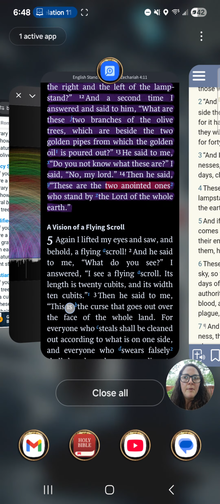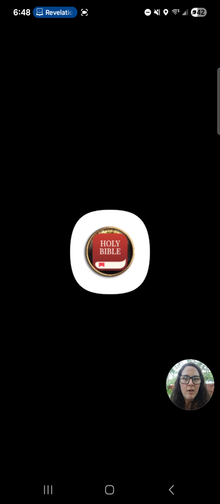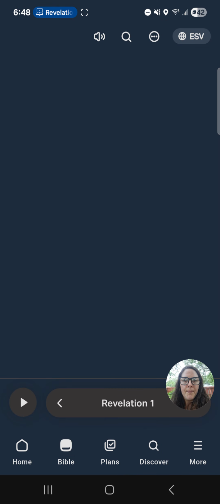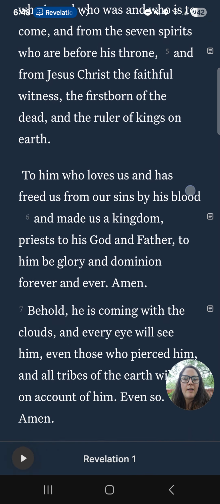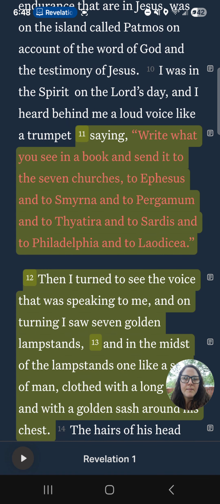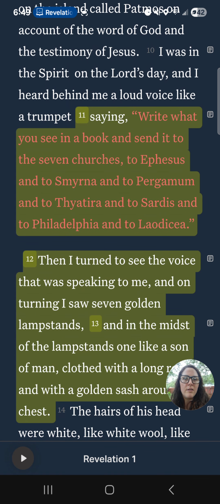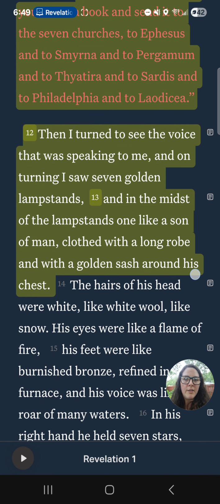So if we go to Revelation 1, I have it highlighted down here. And this is John when he sees Jesus, and Jesus says, write what you see in a book and send it to the 7 churches. Remember, there's 7 golden lampstands that Zechariah sees. 7 churches in Ephesus, Smyrna, Pergamum, Thyatira, Sardis, Philadelphia, and Laodicea. So these are the seven, again, 7 golden lampstands.